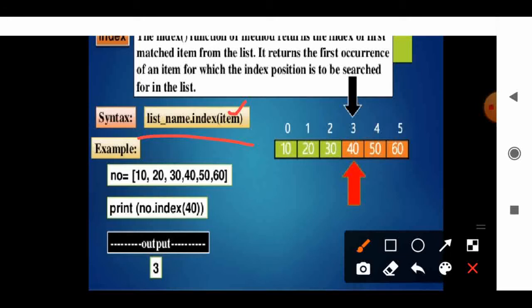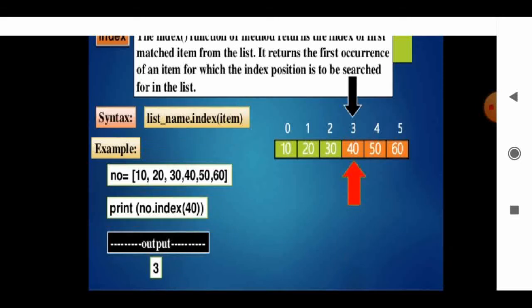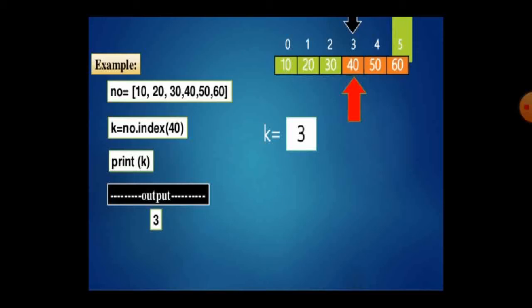Here, 40. What is the value we have passed here? no, we have created the list. Print no.index(40). What is the item element? The item we have passed is 40, the element. What is the index position of 40? 3. So it will return the value 3. It will return the first occurrence index value. That is called the index method.